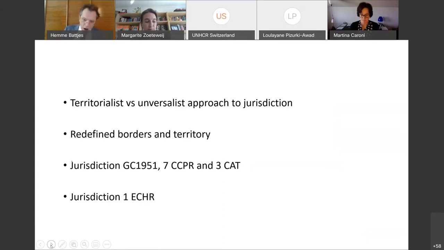Now, arguments from both sides can be found in literature and in case law on the matter, which I will address in two sections. I will first address the definition of jurisdiction, ratione loci, under the Refugee Convention, the Covenants, and the Convention Against Torture. And after that, I will separately discuss the jurisdiction of the European Court of Human Rights and its case law on jurisdiction. But before that, I will make a few remarks on the application of the non-refoulement principle at borders and how states redefine or play with these borders.